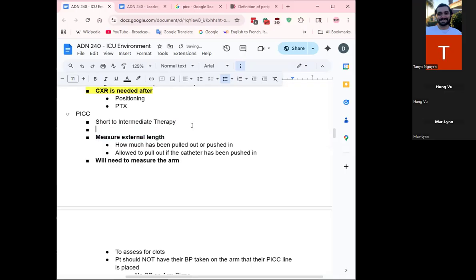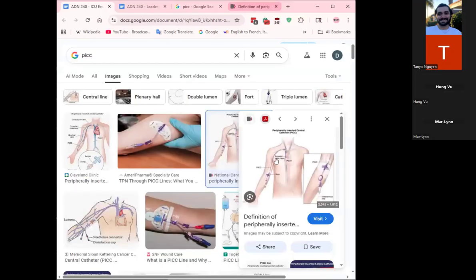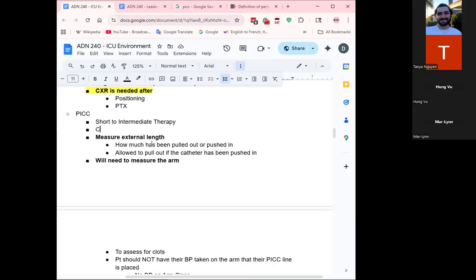And then are you going to want to do a chest x-ray after this one? I don't know if you guys have already answered or not. So chest x-ray, yes or no for the PICC line? Yeah, so same thing, placement. The chances of a pneumothorax is basically zero because it's peripherally inserted, so the lung is nowhere near this insertion site. It's virtually a 0% risk of pneumothorax, but you still want to do it to confirm placement.